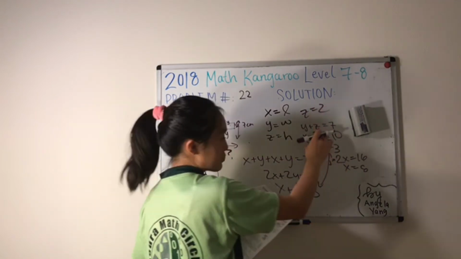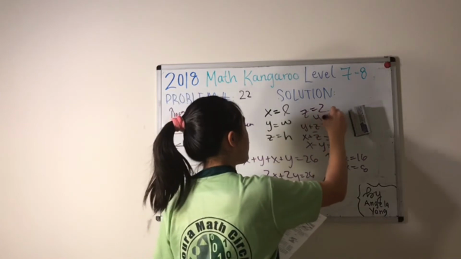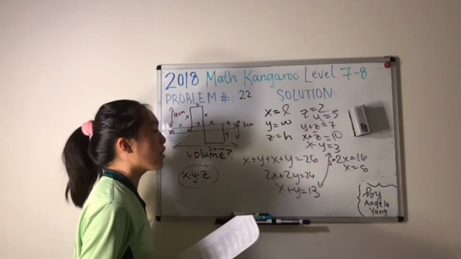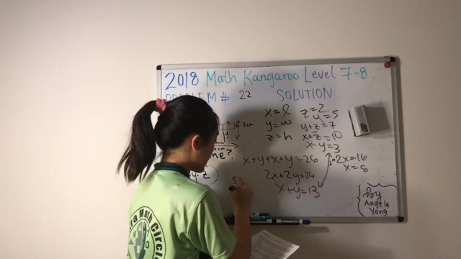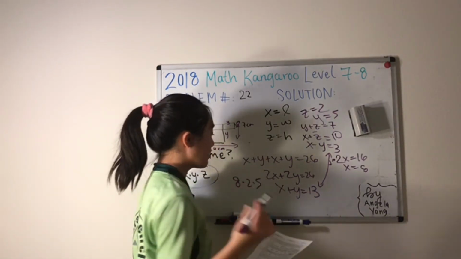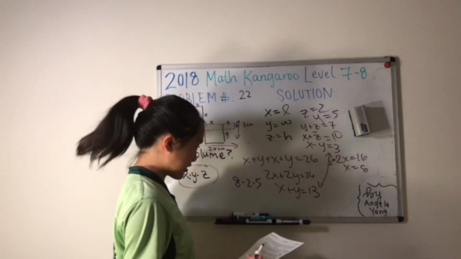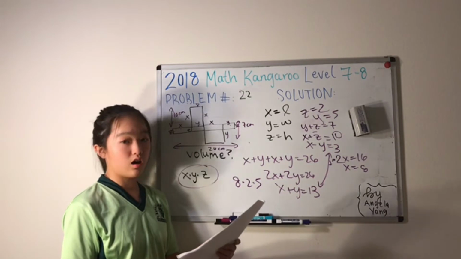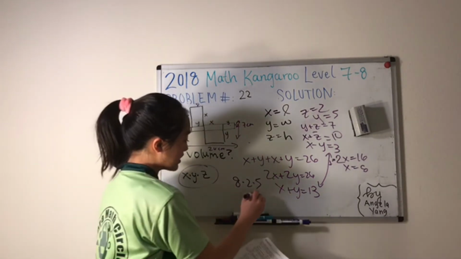If z is 2, we substitute that in here. Y plus 2 equals 7, so y equals 5. So now we have our x, y, and z. So we just multiply them all together. So then we get 8 times 2 times 5, and that's basically 8 times 10. So our answer is 80 centimeters cubed as the volume of the rectangular prism. So our answer is letter C.